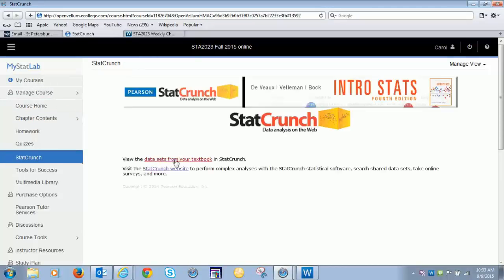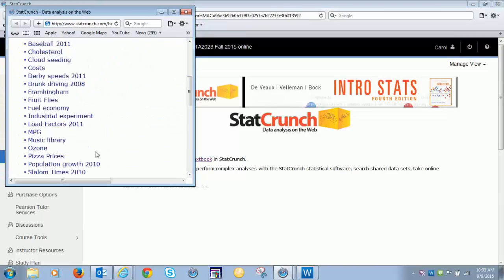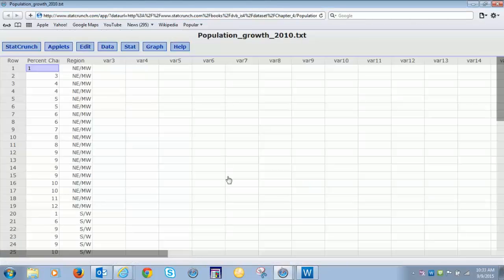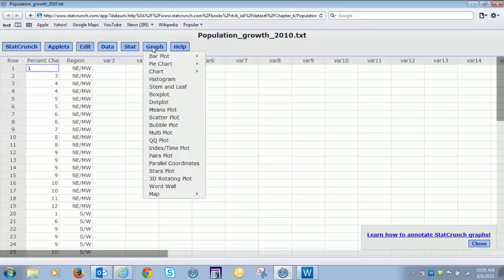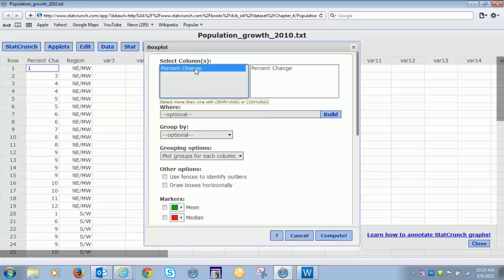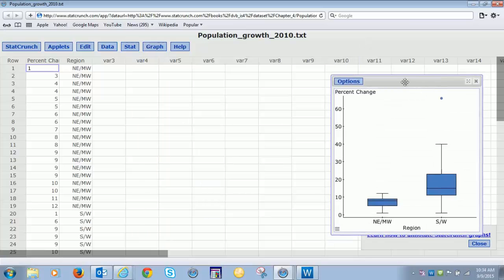There we go. So let's go to StatCrunch from the toolbar. And I want to go to data sets from the textbook. And this is in chapter 4. And it's called population growth. And what I'm going to do in here is go up to graph. So here's that information. I'm going to go to graph, and I'm going to do a box plot. And I'm going to select the variable percent change, the only one I have, and I'm going to group by region. And make sure also you click the use the fences to identify outliers. And then all the way at the bottom, select same X and Y axis. So you get the box plots on one graph.